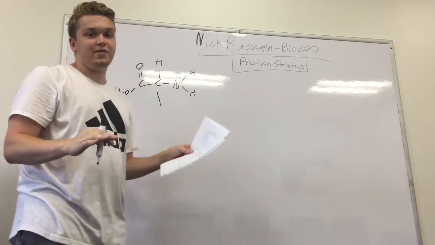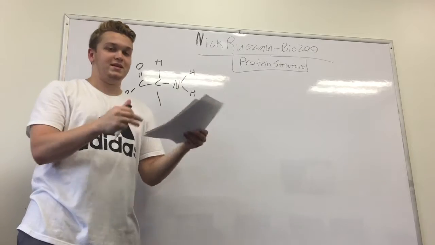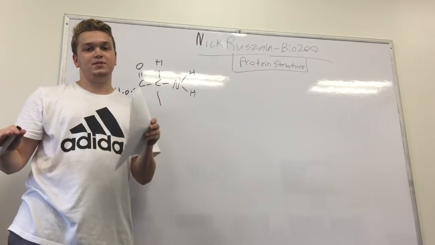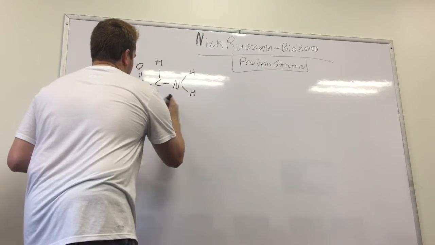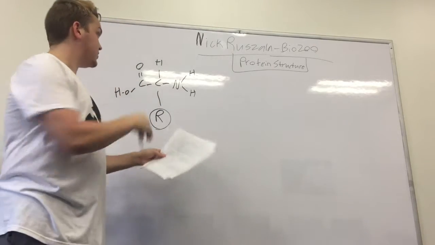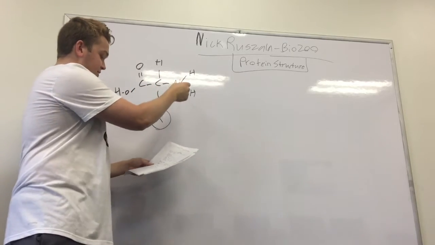Now, the R group can vary on many amino acids, and the R group is actually what determines what an amino acid is. There's 21 different types of amino acids, but I'm not going to go into that, so I'm just going to write R. Okay? So that's an amino acid. Carboxyl group, central carbon, and an amino group.